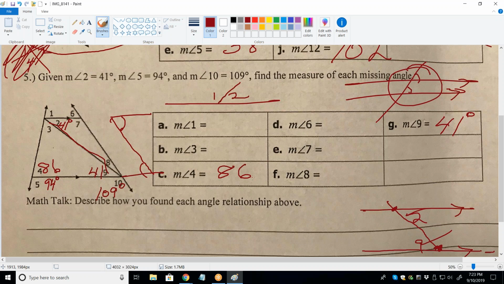Now we can figure out 3. In other words, this is the way geometry works. You can figure out a piece, and then you can figure out another piece. So now I can figure out 3. How can I? It has nothing to do with parallel lines. It has to do with a triangle. It's the sum of the angles in that triangle, which go to 180.